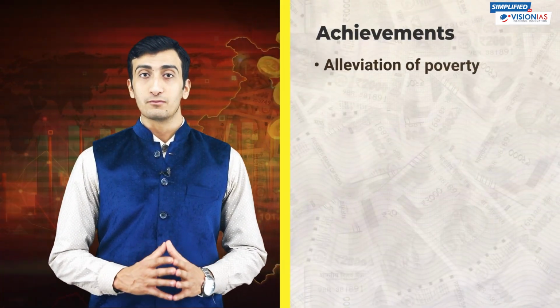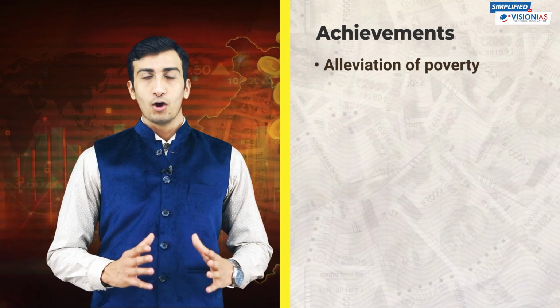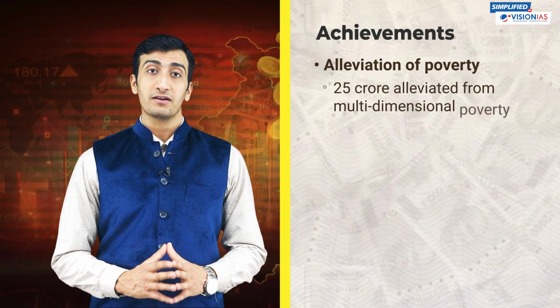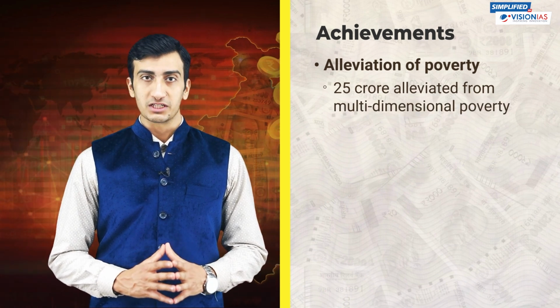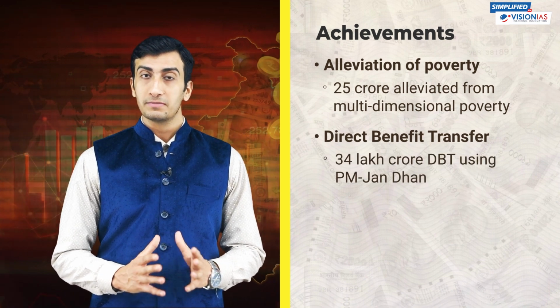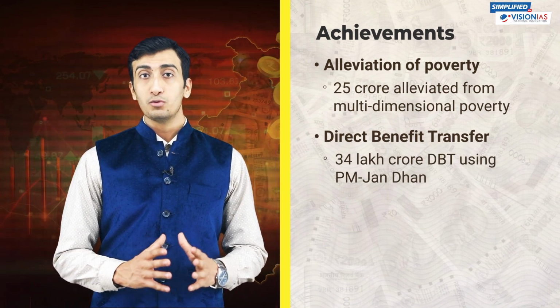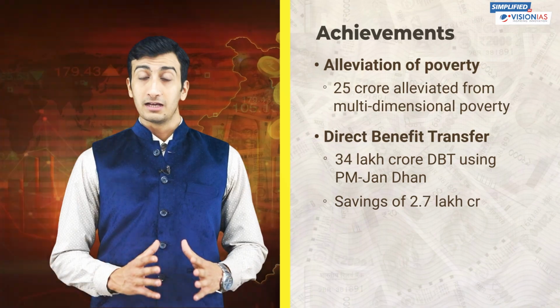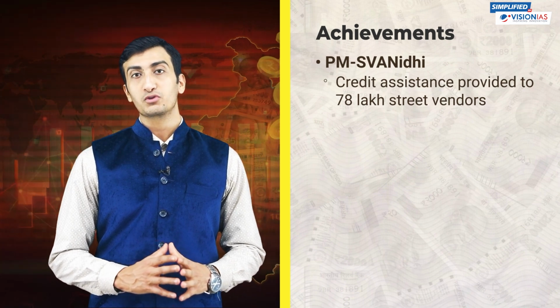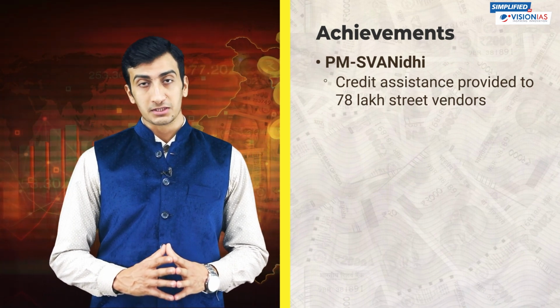First and foremost, there have been significant accomplishments in poverty alleviation and empowering the poor. Over the last decade, the government in its pursuit of Sabka Saath has liberated 25 crore people from multi-dimensional poverty. In addition, the direct benefit transfer of 34 lakh crores using PM Jan Dhan accounts has saved 2.7 lakh crores in government funds. Additionally, programs like PM Swanidhi have provided credit assistance to 78 lakh street vendors, wherein 2.3 lakh people have received credit for the third time.